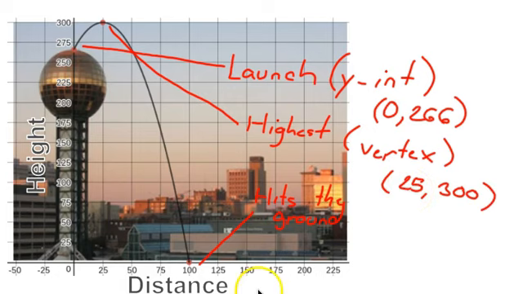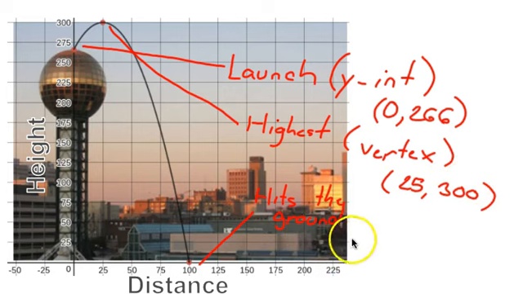The x-coordinate tells me the distance away from the Sun Sphere. So the Petro ingredients reach their highest point 25 feet away from where I launched them. And we also know the height at that highest point because that's what the y value tells us, is the height. So the highest that these things got to is 300 feet.